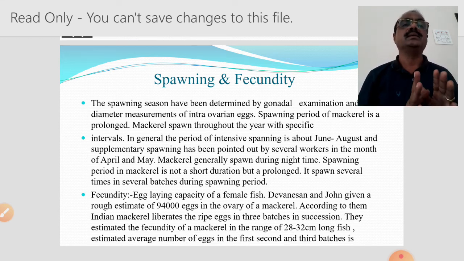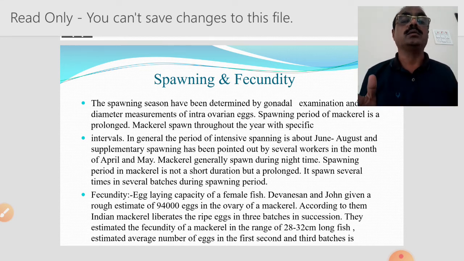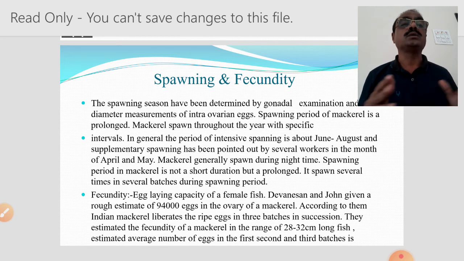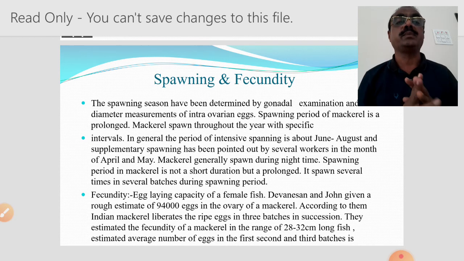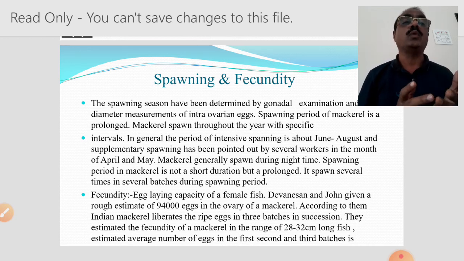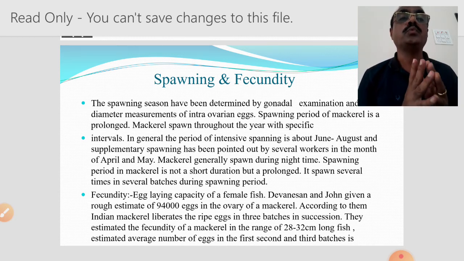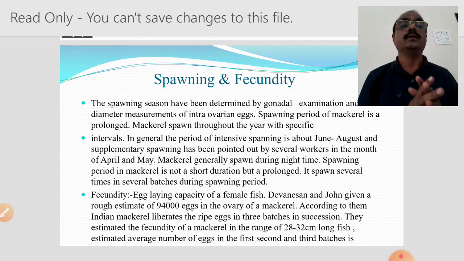And the spawning period is very prolonged. The mackerel spawns over a prolonged spawning period. The spawning season has been determined by gonadal examinations and ova diameter measurements. The workers worked on these aspects and determined the spawning period of the mackerel fish with the help of gonadal examinations, the size of the gonads, as well as the size of ova in the ovary.